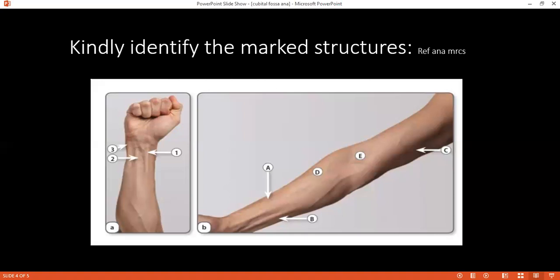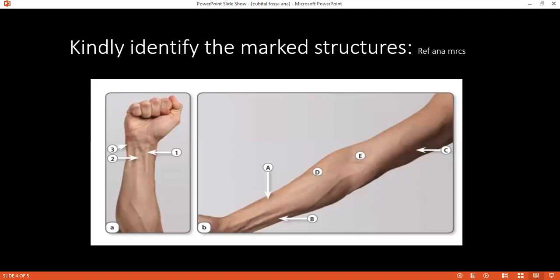In picture B, A is lateral cutaneous nerve of the forearm, B is medial cutaneous nerve of the forearm, C is medial cutaneous nerve of the arm, E is median cubital vein, and D is a tendon basically, so it's a brachioradialis tendon. Clear?